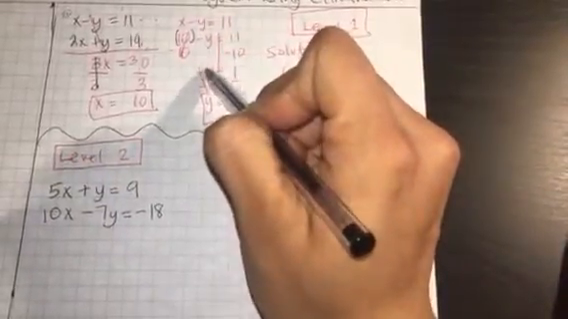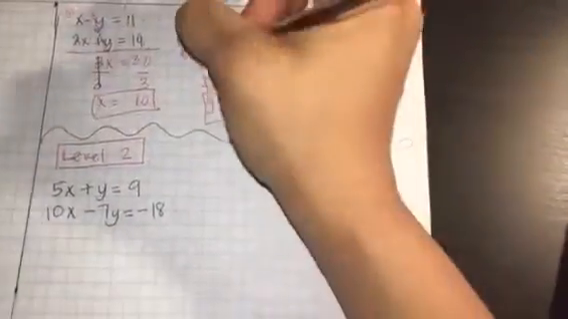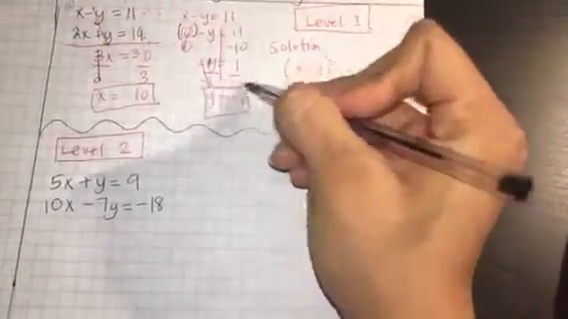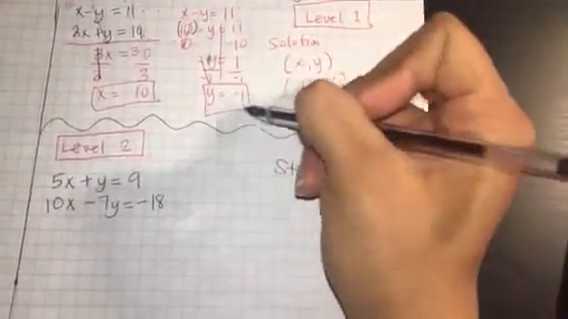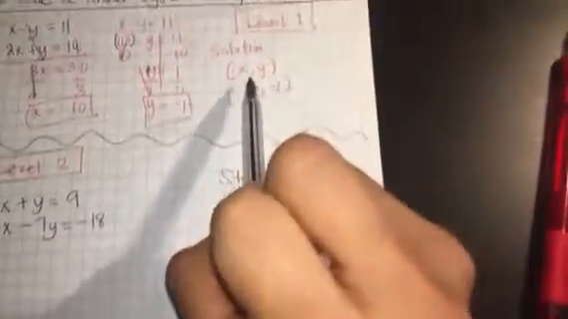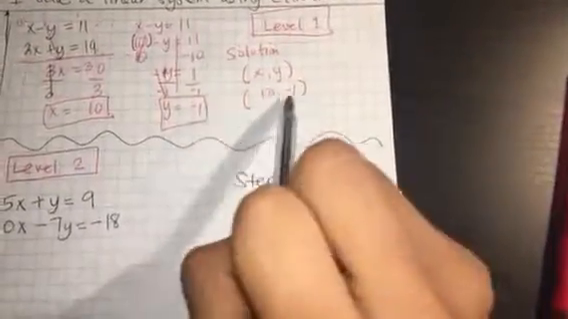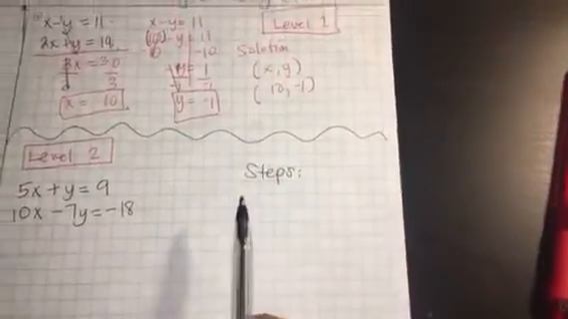You know that there's a 1 right here. So I divided both sides by negative 1, and I got y is equal to negative 1. So now, remember, your solution is always in the form of (x, y). So my x was 10, my y was negative 1, and that's how I got that one.